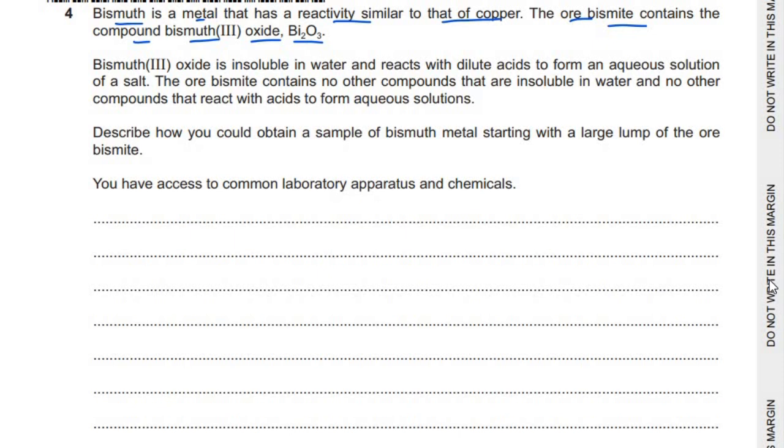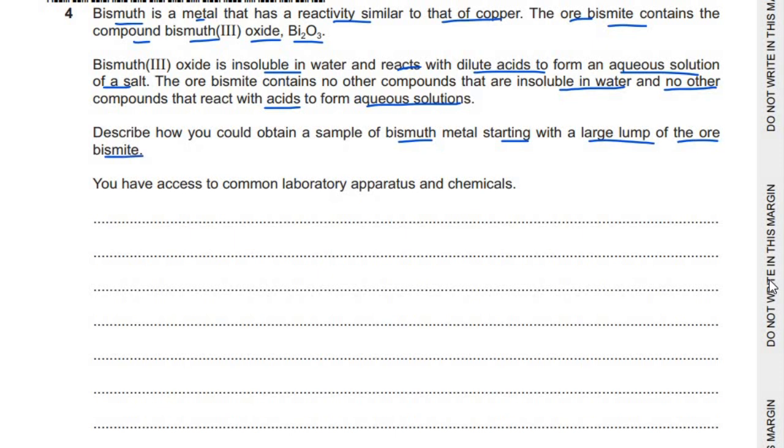Now bismuth(III) oxide is insoluble in water and reacts with dilute acids to form an aqueous solution of a salt. The ore bismite contains no other compounds that are insoluble in water and no other compounds that react with acids to form aqueous solutions. Describe how you would obtain a sample of bismuth metal starting with a large lump of the ore bismite.